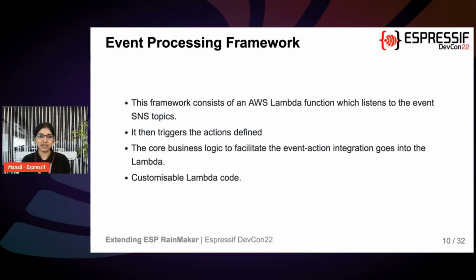The framework, as we already know, consists of an AWS Lambda function which listens to the event SNS topics, and it then triggers the actions which are defined in the code of that Lambda. The core business logic which defines what to do with that event goes into the Lambda code.